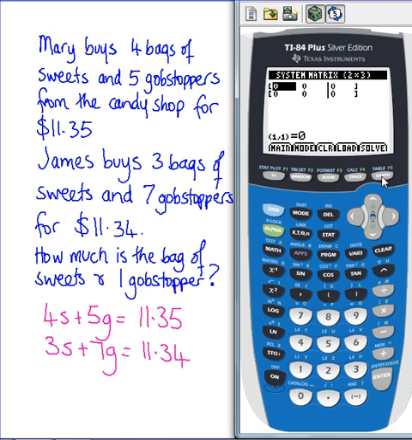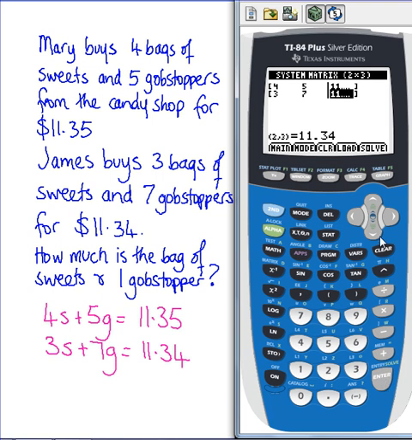not the variables themselves. Okay, so we go 4, enter, 5, enter, and 11.35, enter. Okay, and it automatically takes you to the next line. So we've got 3, enter, 7, enter, and 11.34. Okay, you have to hit enter one last time here.